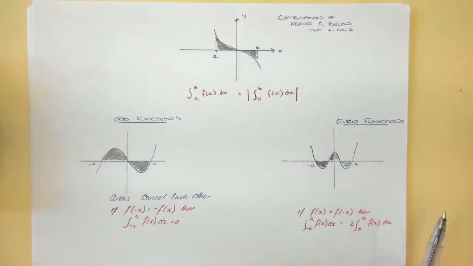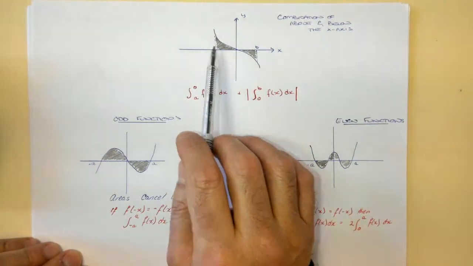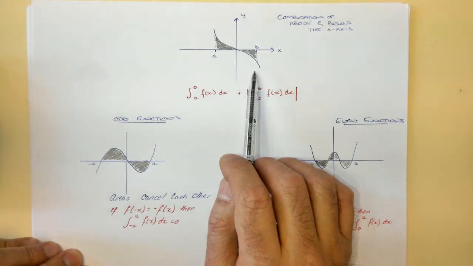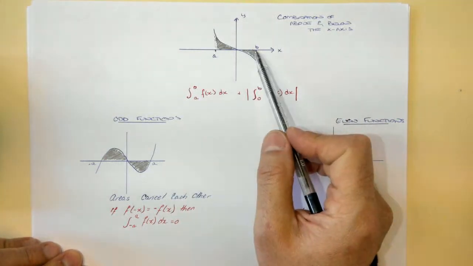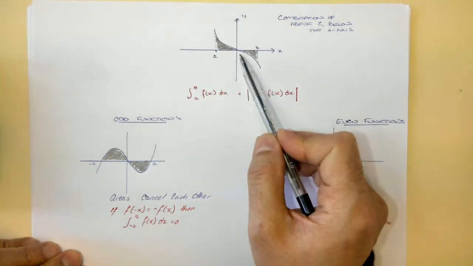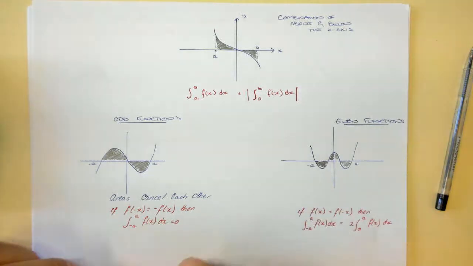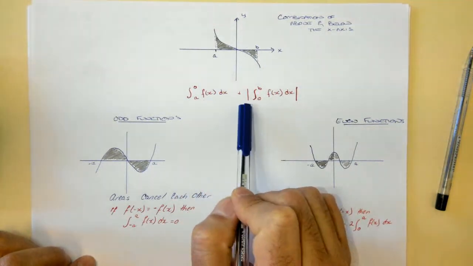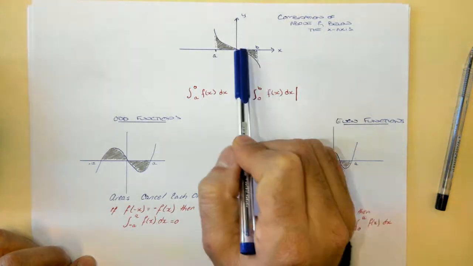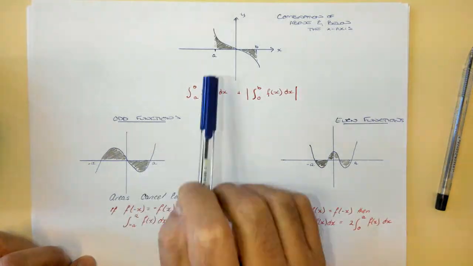Okay, sometimes we have a bit of the function above and a bit of the function below, so we have to do a combination of areas. For example, in this one, I'm going to have the integral from negative a to 0 of the function, and then I'm going to add it with the absolute value of the integral from 0 to b of the function to find the total area.